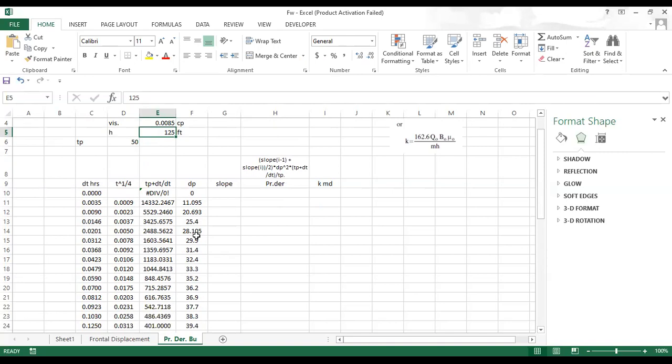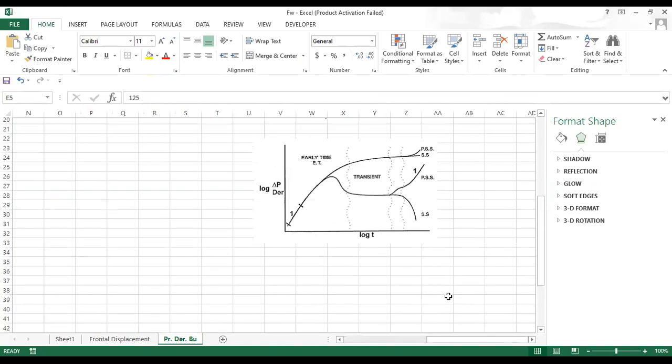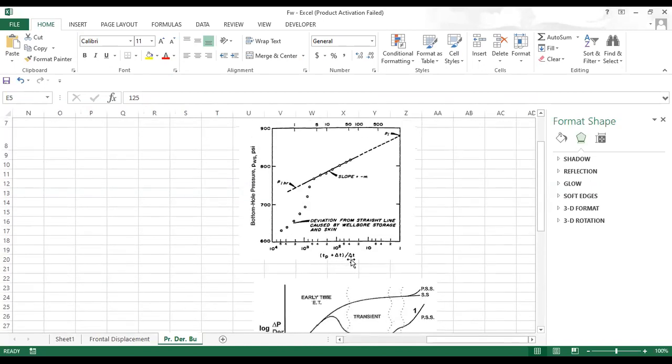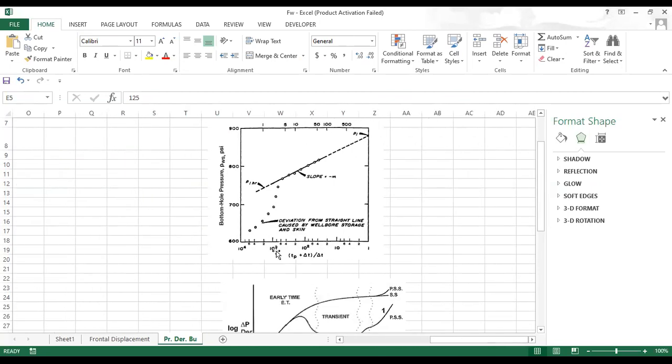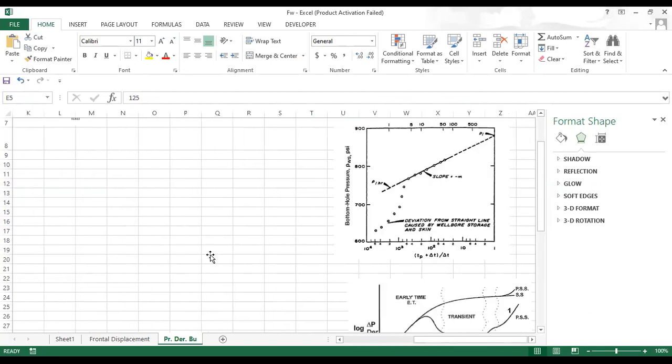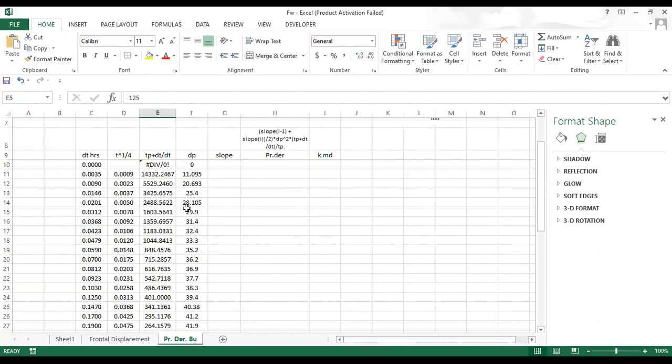So for construction of the pressure buildup graph, we need two things. One is (tp + Δt)/Δt, which is supposed to be on the x-axis, and the other is Pwf. So we need two axes, and we have to understand one more thing, that the x-axis is a logarithmic graph. It is a semi-log graph. So we need to estimate the slope from this.